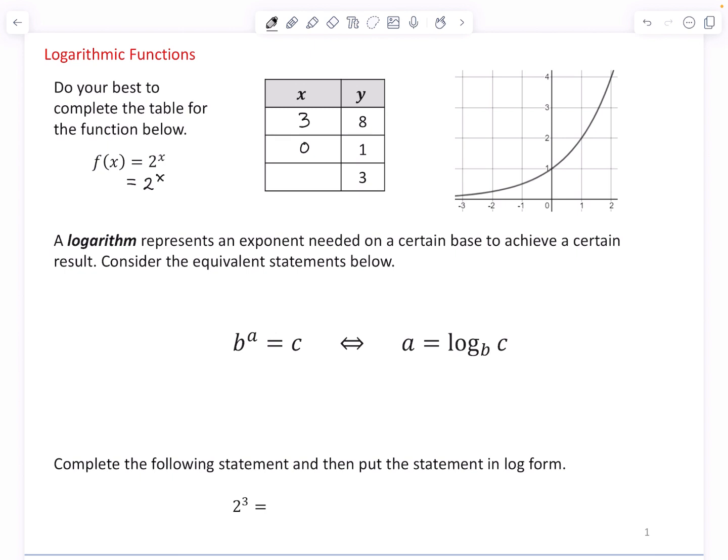Now consider 3 as an output. 2 raised to what power equals 3? Well, this one is not as convenient to think about, and there is no easy answer here. But is there an answer at all?